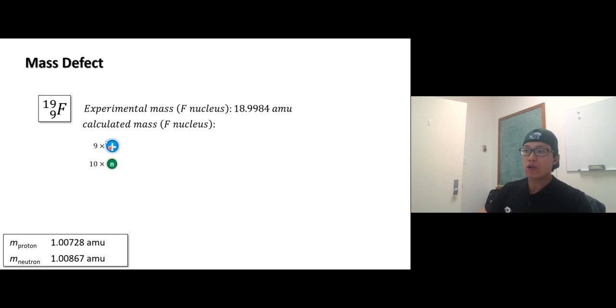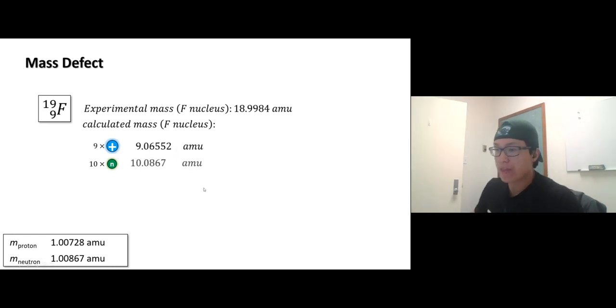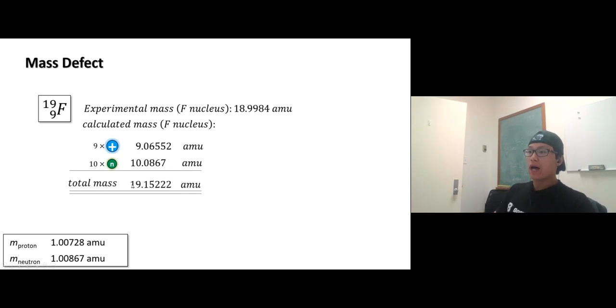You know how much each proton weighs and how much each neutron weighs. So 9 times that number, you get 9.06552 AMU. Add the 10 neutrons' weight. The total mass of fluorine is supposed to be 19.15222 AMU. But the experimental mass is only 18.9984. What's going on here? Well, there's a mass difference. Can you see that? The mass difference is right here.